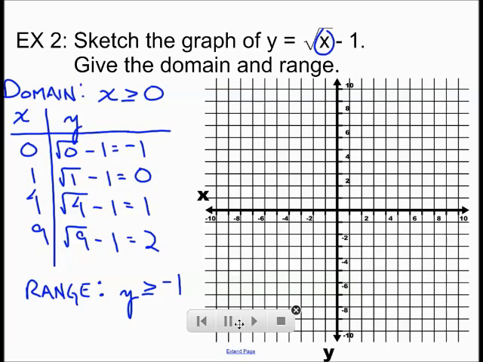And then let's plot our table of values here. 0, -1, 1, 0, 4, 1, and 9, 2. And draw a nice smooth curve to represent all the values that work in this function. You know, if you did plug in 2, you're probably going to need to use a scientific calculator to get the output. It's some kind of irrational number right there between 0 and 1.